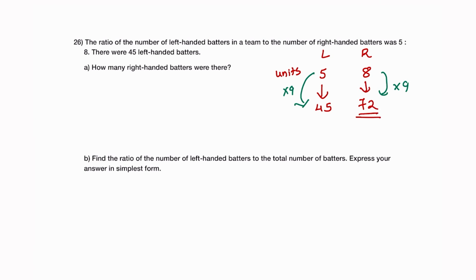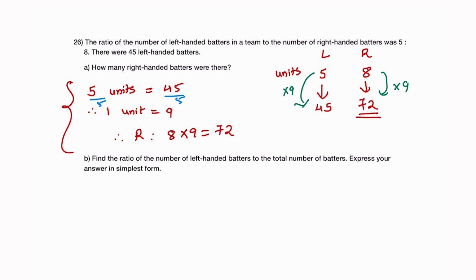Or you could say here 5 units, that's for the left ones, right? Is 45. Therefore 1 unit will be how much? We'll divide by 5, divide by 5. So 1 unit is 9. And therefore for the right-handed, we have 8 units. So 8 times 9 is 72. You can do the steps also if you wish to, but this goes really fast and it's very visual also.